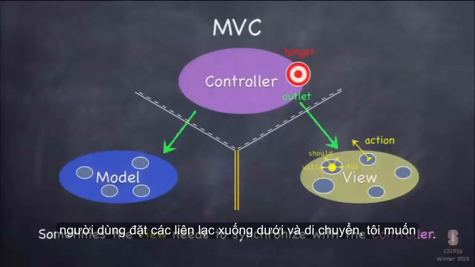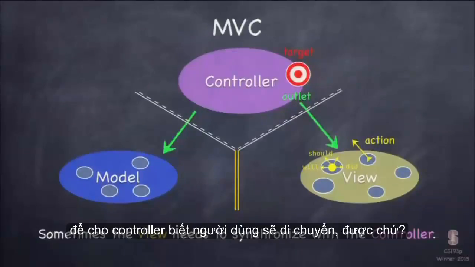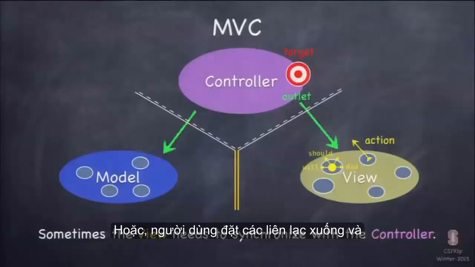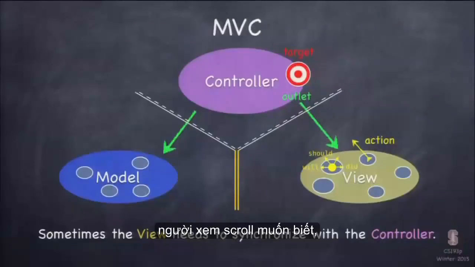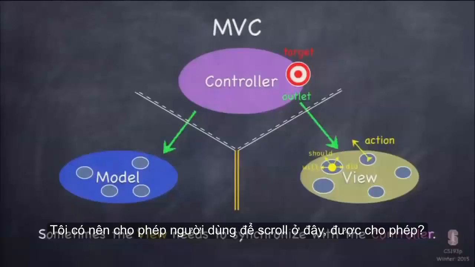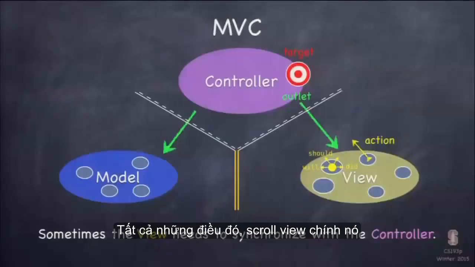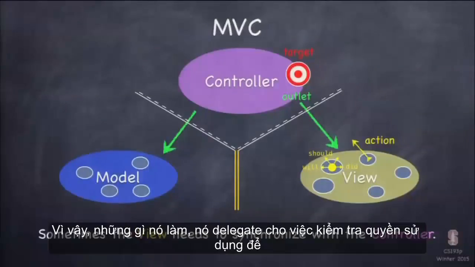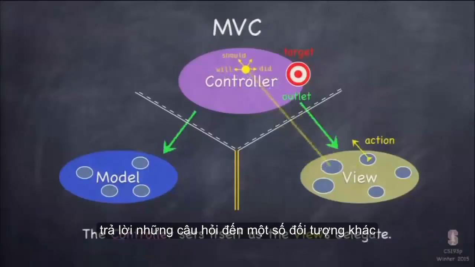Or the user puts down the touch and is about to scroll, I want to let the controller know the user will be scrolling. Okay? Or the user puts the touch down and the scroll view wants to know, should I allow the user to scroll here? Is that allowed? All those things, the scroll view itself might not have enough logic to know the answer to those questions. So what it does is it delegates the authority to answer those questions to some other object.